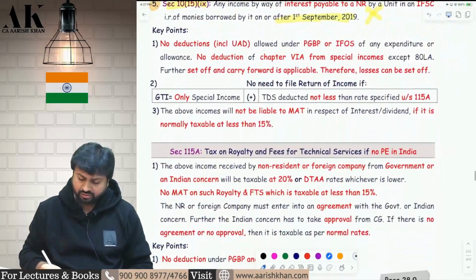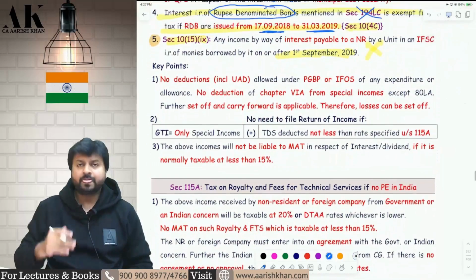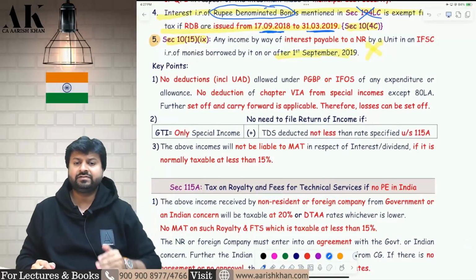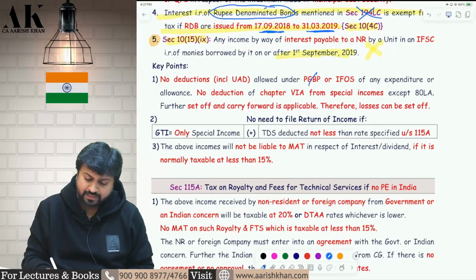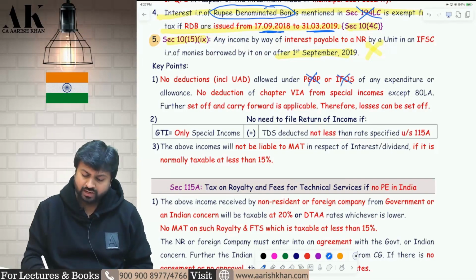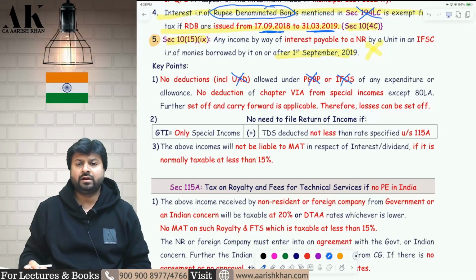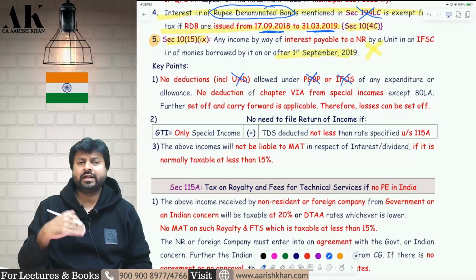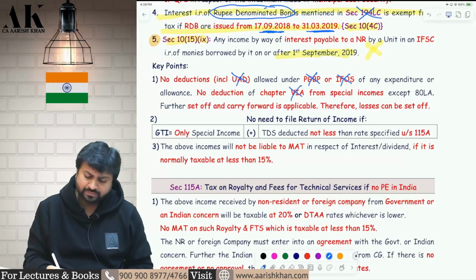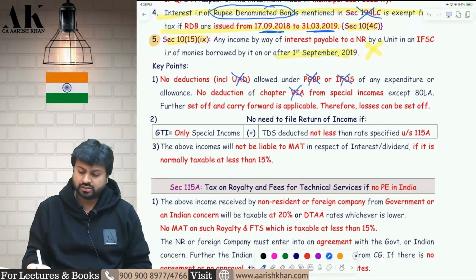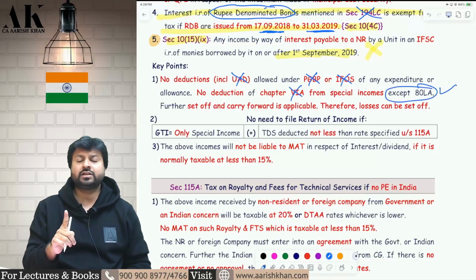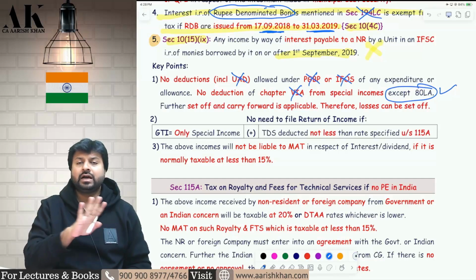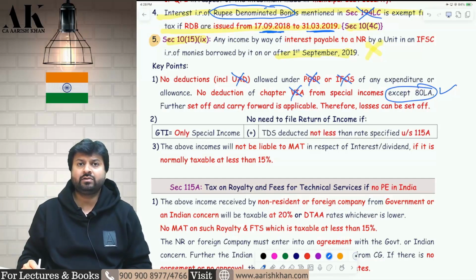Now, some very important questions that we need to answer one by one. Sir, this interest income and against this dividend income, are we going to get any deductions? So let me tell you, no PGBP deductions will be allowed against this interest. No IFOS deductions will be allowed against this interest. No unabsorbed depreciation will be allowed against this interest. Whether I can claim chapter 6A deduction? No, chapter 6A deductions are not allowed against this income, except ATLA. ATLA is the only chapter 6A deduction which is allowed against this income. Otherwise, no other chapter 6A deduction will be allowed against this income.